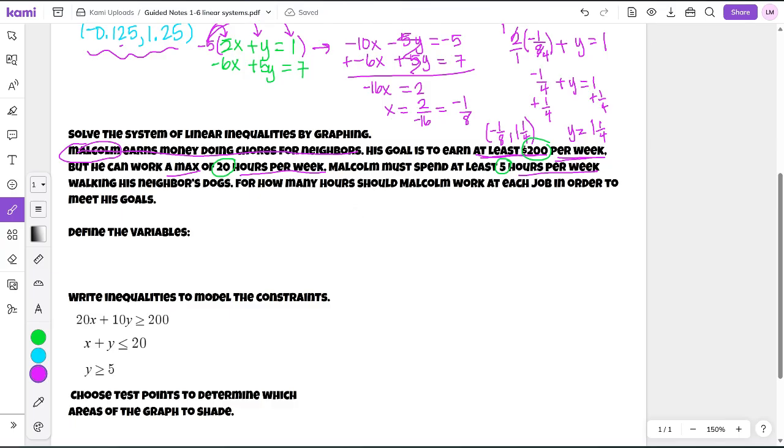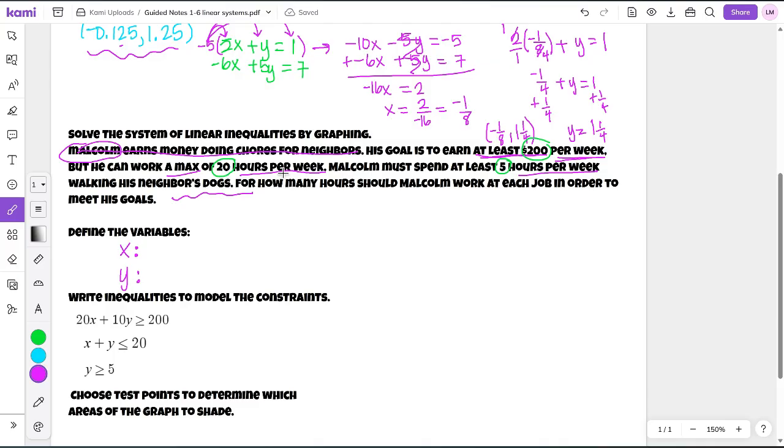All right. So let's see about these equations. So I need to define my variables. So we are going to let x be and y be two different things. So I'll give you a second to kind of look at that, and then we'll see what two things he has going on. All right, so the two things Malcolm has going on is he's walking dogs, and he's doing some other chore, right? Not really sure what this other chore is because I don't think it says.